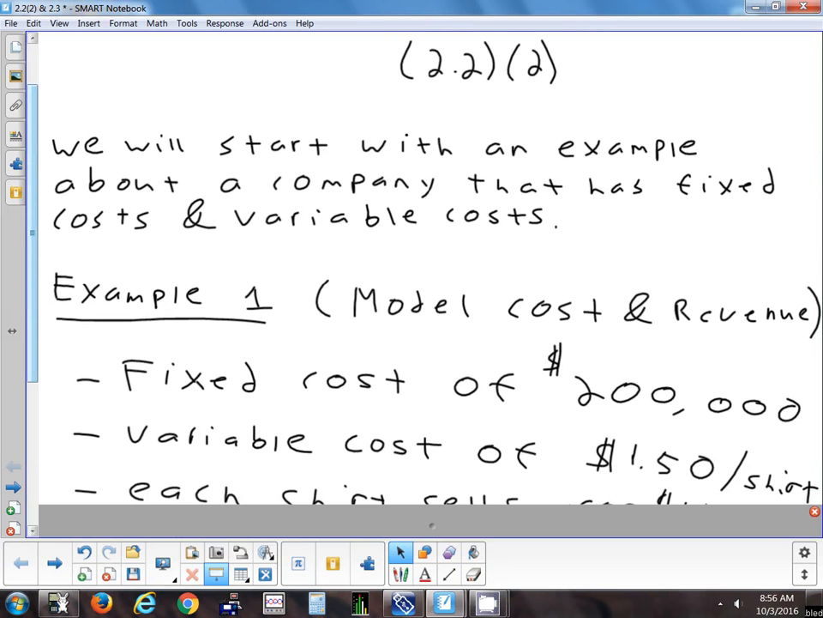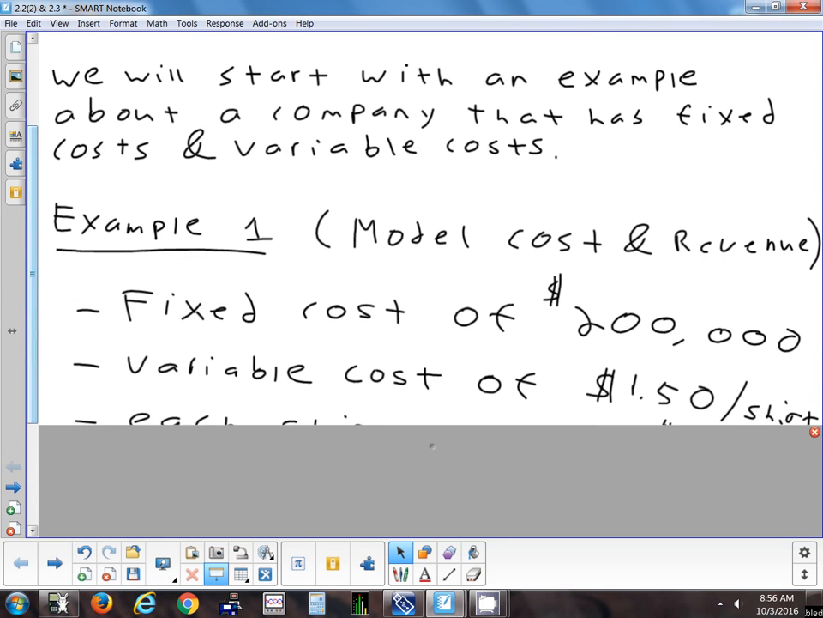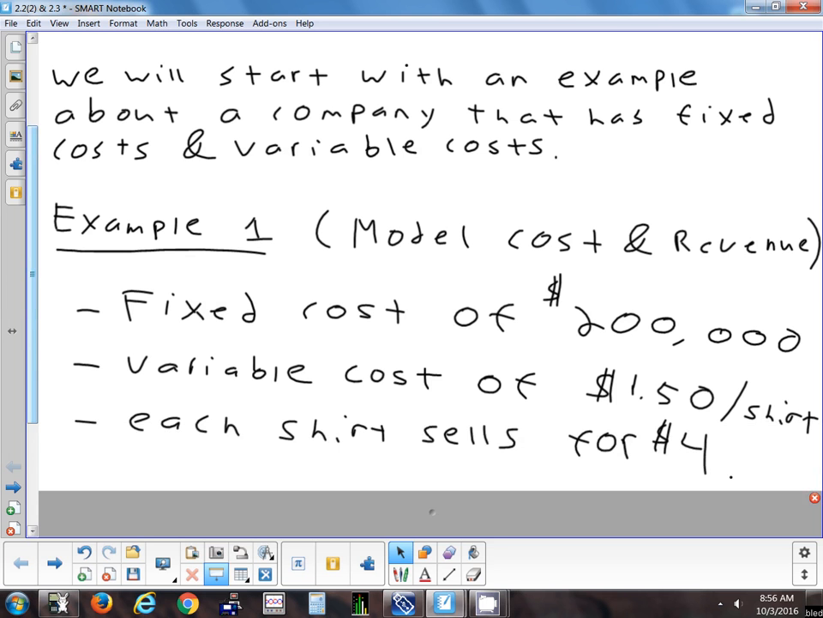So this particular company makes T-shirts, and they have a fixed cost of $200,000. That could include things like the rent they pay for the building, the salaries for the employees, whatever it is. But that cost never changes. The cost that does change depends on how many shirts they make. It costs them $1.50 per shirt they make, and they're going to sell the shirt for $4.